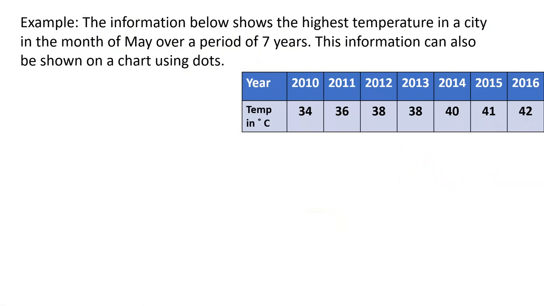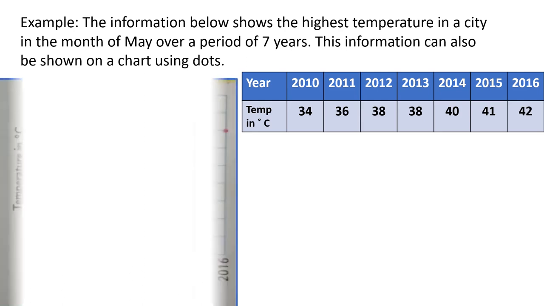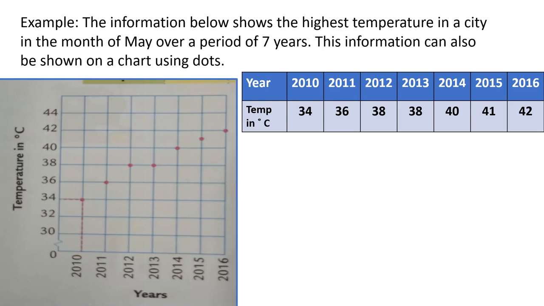The information below shows the highest temperature in a city in the month of May over a period of 7 years. This information can also be shown on a chart using dots. Now look at the chart. The years have been shown along horizontal scale and temperature in degree Celsius along vertical scale. The vertical red dotted line shows year 2010 and horizontal dotted line shows 34 degree Celsius. The dot where the two red dotted lines meet represents temperature in the year 2010.